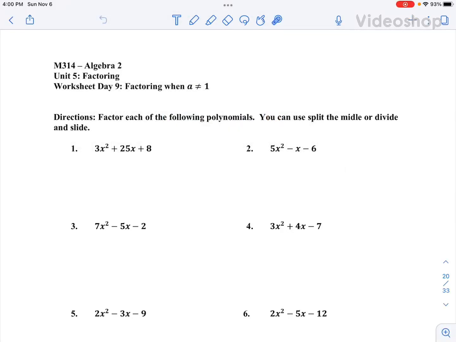All right, fam, we're back and we're working on day 9. So I'm going to do just a couple odds. This is our practice worksheet, and then I'll be walking around helping you. I just wanted to get you started on these.